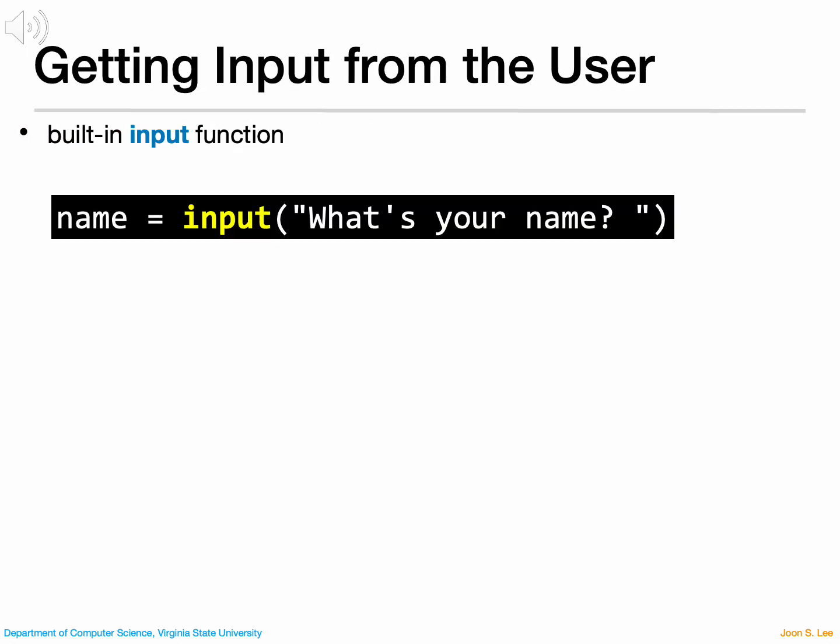So far, we've seen how Python can display information using the print function. But programs often need to do more than just show information. They need to interact with the user. That's where the input function comes in. It's a built-in function that allows us to ask the user for information while the program is running. In this example, Python displays the prompt, "What's your name?" and then waits for the user to type something. If the user types Paul, that value is stored in the variable name. When we later call print name, Python prints out the stored value, Paul.